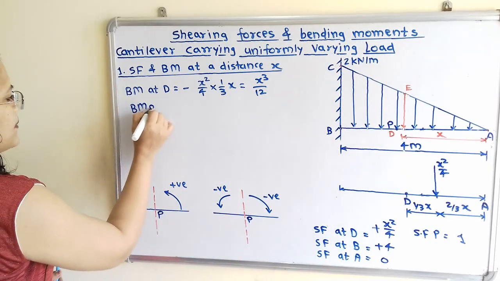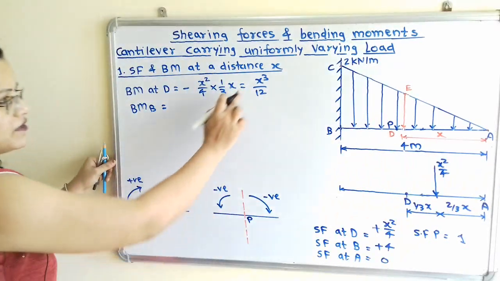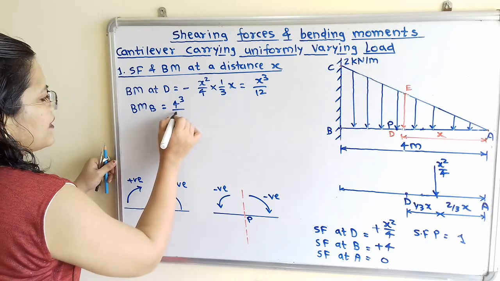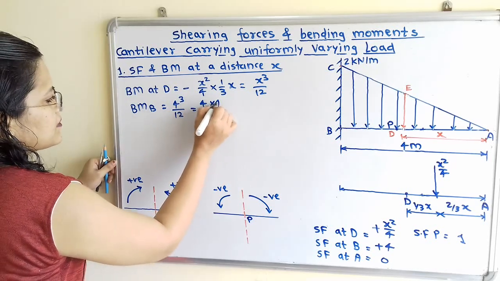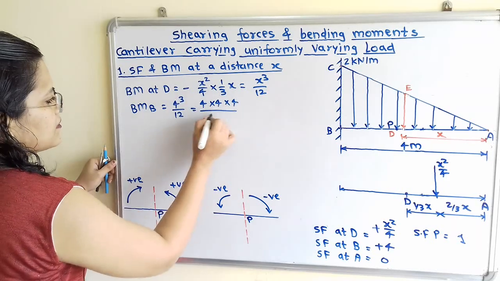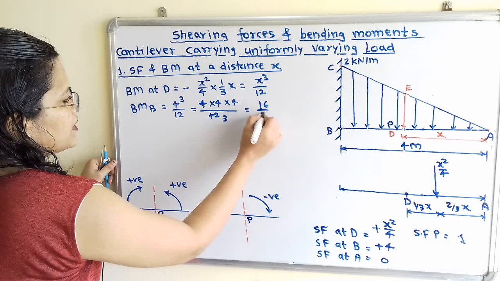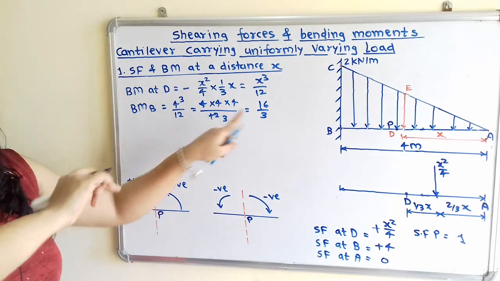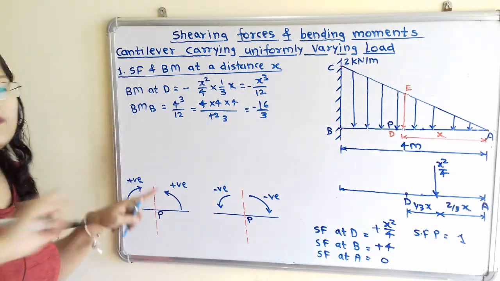BM at B. At point B we know that x is equal to 4 meters. So when we put 4, then 4 cube divided by 12. We will simplify this. So it is 16 by 3. We have to consider a negative sign for every bending moment, so here minus and here also minus.